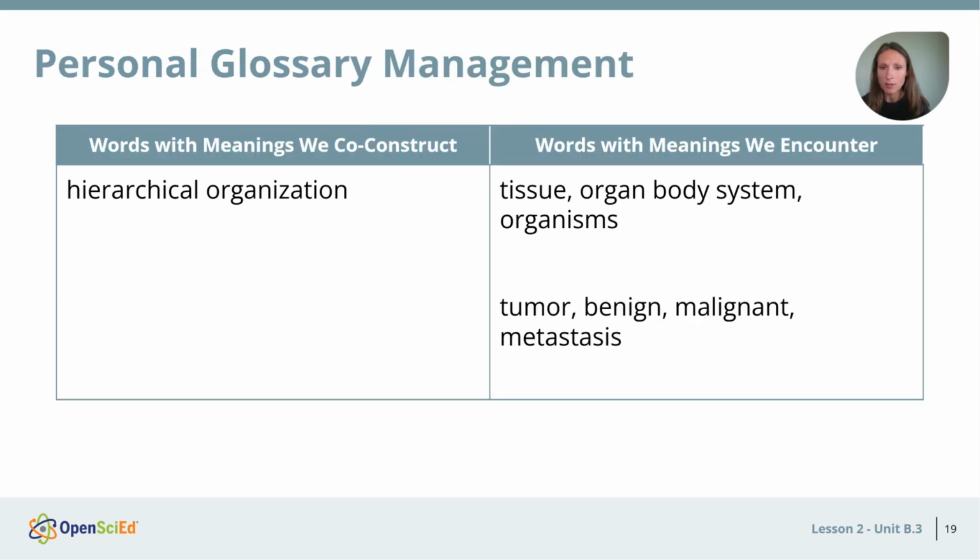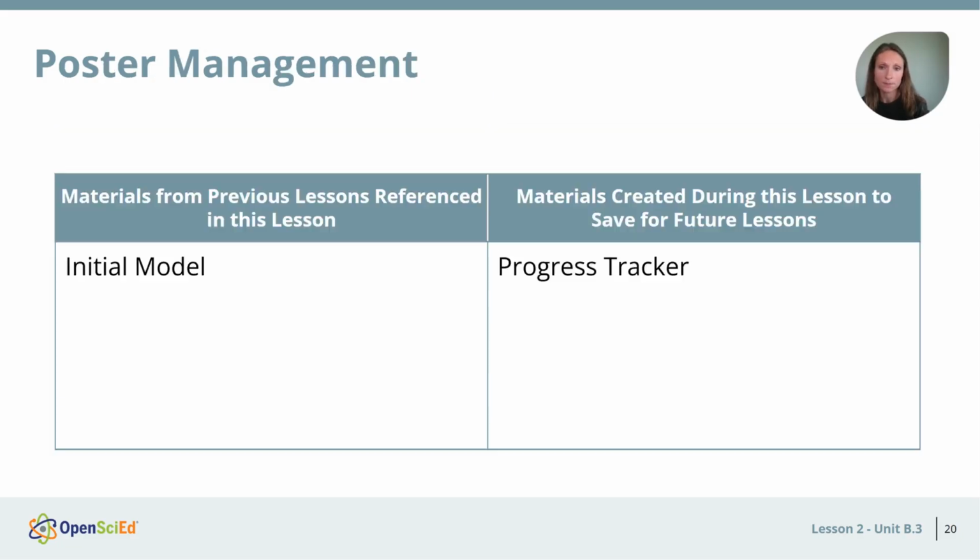Let's talk about vocabulary for a minute. We encounter a lot of words in Lesson 2 that students might want to add to their personal glossaries. We also co-construct the meaning of hierarchical organization. There's only one slide for updating personal glossaries, and it comes at the very beginning of the lesson before students read about the hierarchical organization. So I would recommend moving it later in the lesson or even adding an additional slide after the reading.